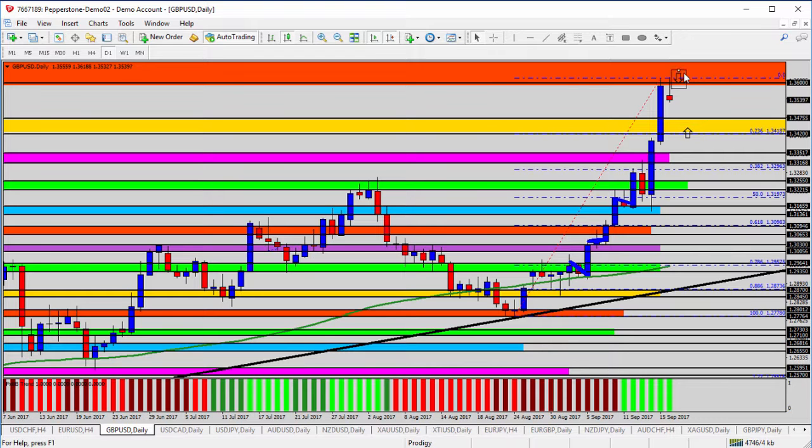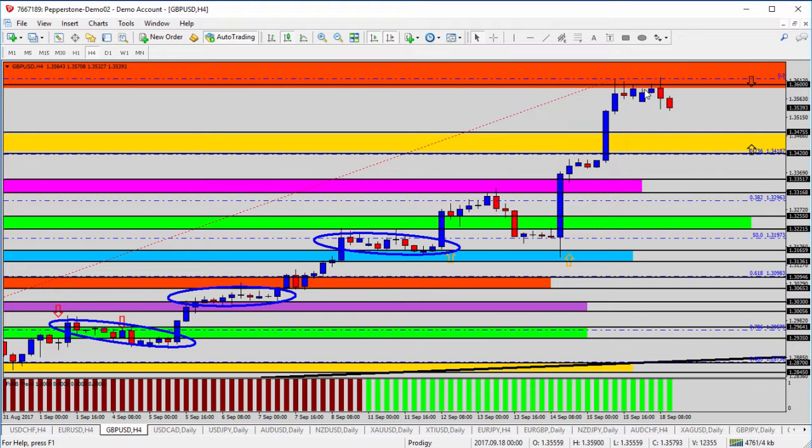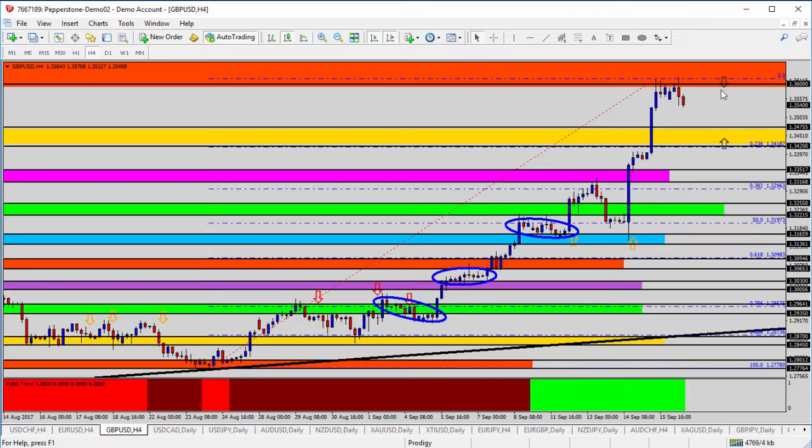Does that mean you just instantly want to go short and sell it towards there? I don't think so. There's no reasonable expectation to go short right now on the pound dollar. Take it down to the 4-hour time frame. You can see that congestion. You can see the market challenging the orange shaded area since Friday.